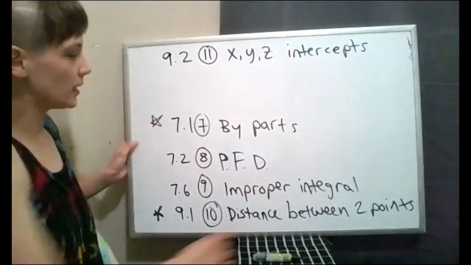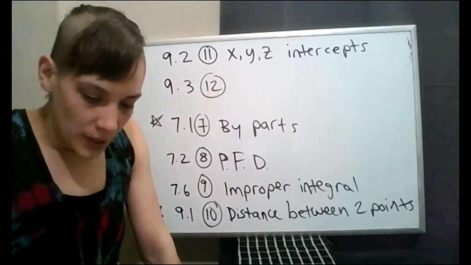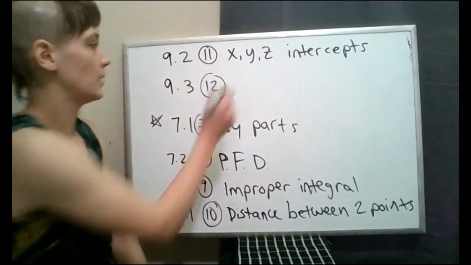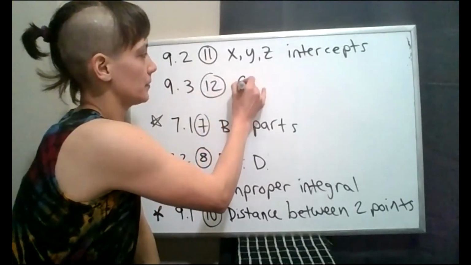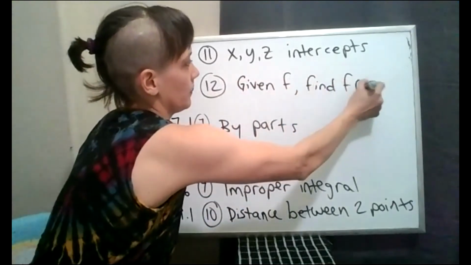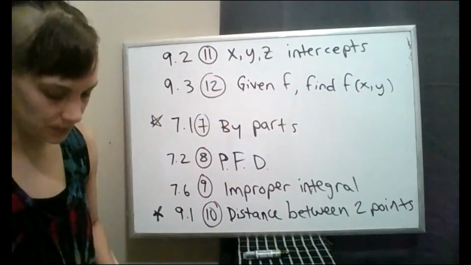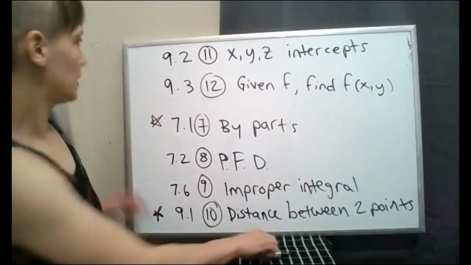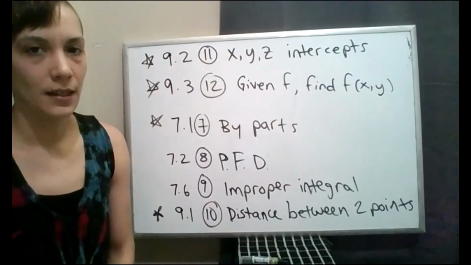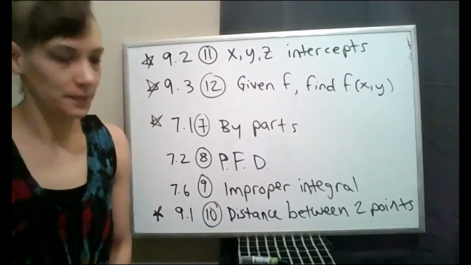And the last question will be 9.3, about find f of x, y given a certain function, like given some actual x and y, like some input. We'll practice these. So starting with questions about discs and washers.